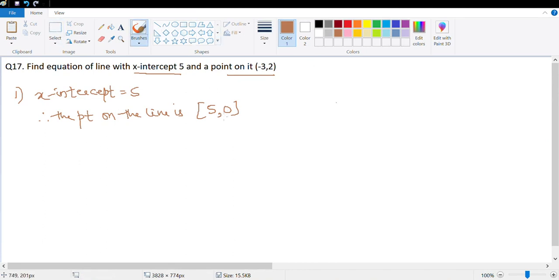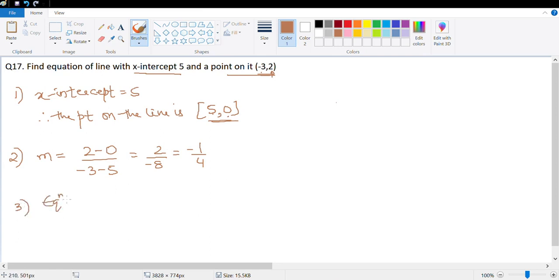Now we know a point on the line which is (5, 0). We know another point on the line, (-3, 2). We can figure out the slope of the required line. So slope is equal to (2 minus 0) upon (negative 3 minus 5). That's correct. 2 minus 0 and negative 3 minus 5, which is equal to 2 upon negative 8, which is equal to negative 1 upon 4. So the slope of the required line is negative 1 upon 4.